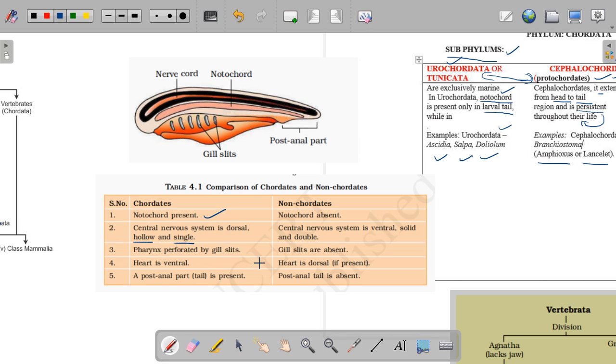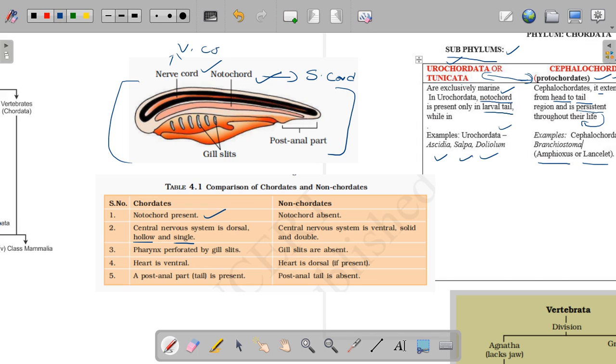So you can see right over here, suppose this is not an organism, but a graphical representation of an organism having all these characteristics. Look at this, the notochord is present and even covered by the nerve cord. So that means the notochord eventually develops into a spinal cord in our body. The nerve cord becomes a vertebral column.